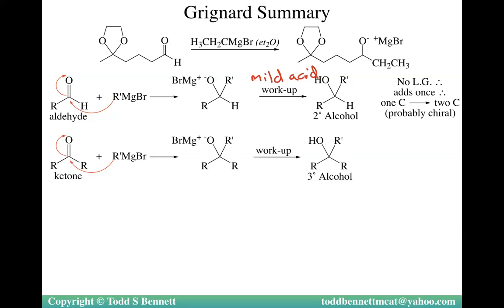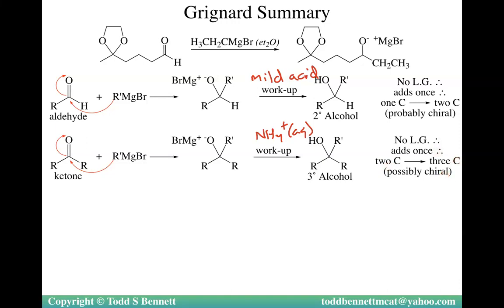Again, mild acid workup. So this time I'll draw a compound. So I might do ammonium, so ammonium chloride, for instance. Ammonia with HCl will turn into ammonium chloride. Weak enough that it won't overprotonate it. It'll just make the alcohol without causing elimination. So no leaving group, adds once. 2 carbons go to 3.